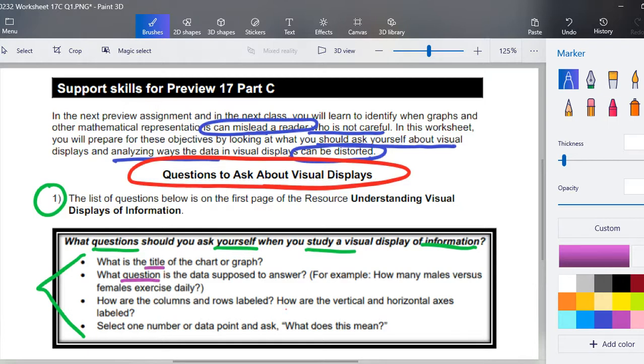What in the world is the question we're even trying to answer? How are the columns and the rows labeled? How are the vertical and the horizontal axes labeled? And then select a point and just ask yourself, what does it mean? And talk through what that individual point means.